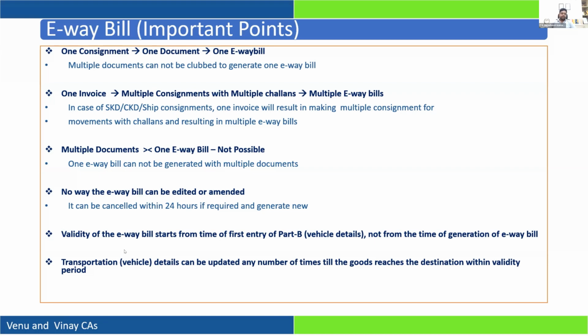No way can the e-way bill be edited or amended. Once Part B is filled, after that you have no option to edit or amend. The only option is to cancel it. And validity of the e-way bill: as and when you enter the details in Part B and submit it, the validity will start.